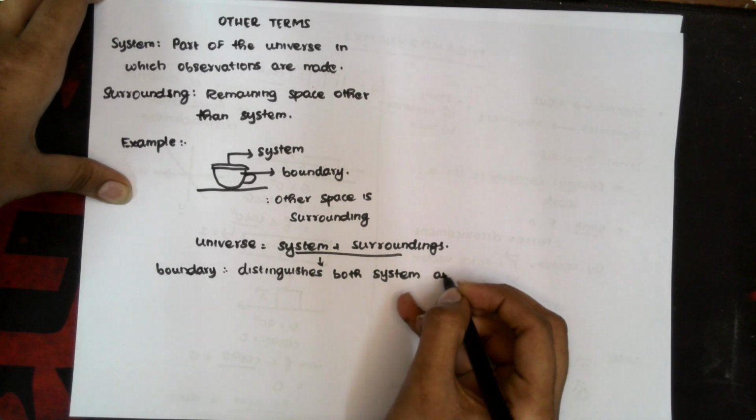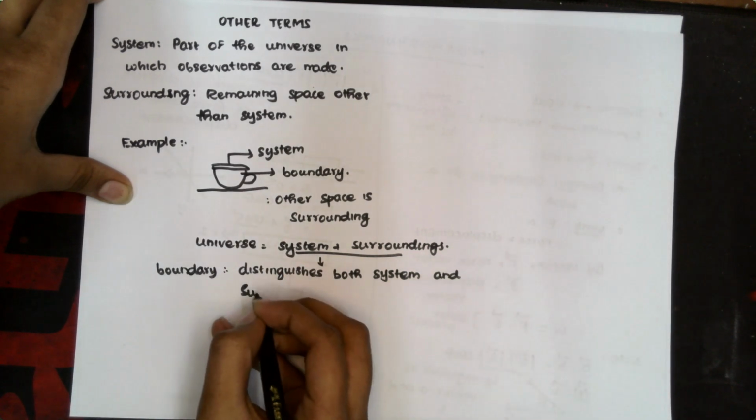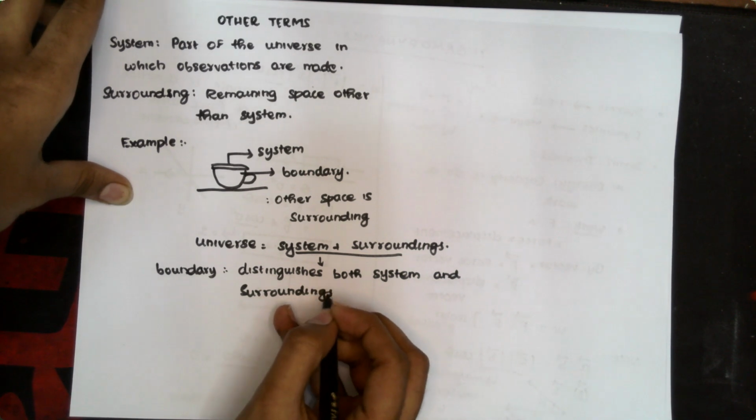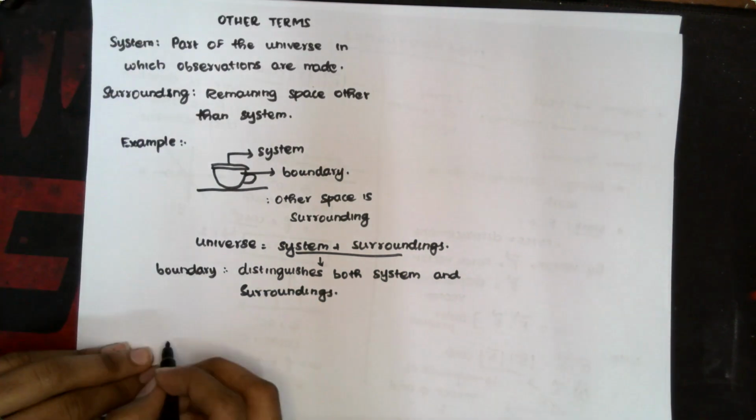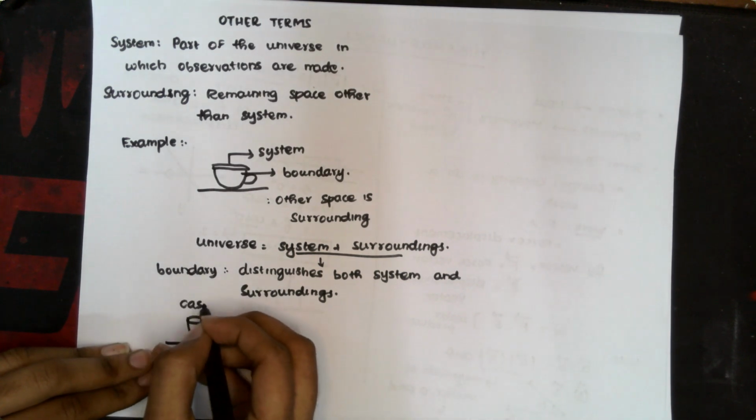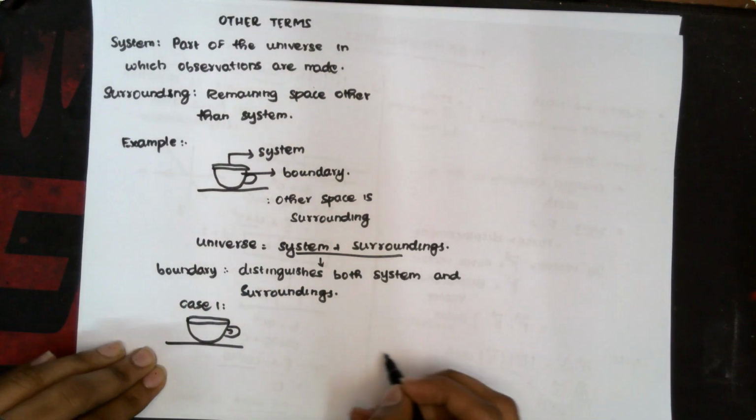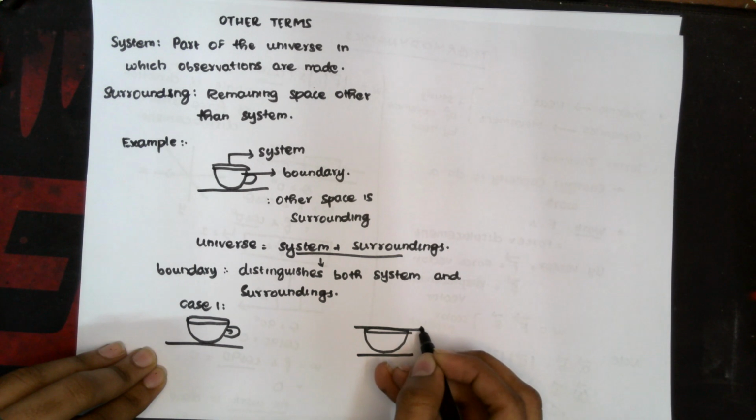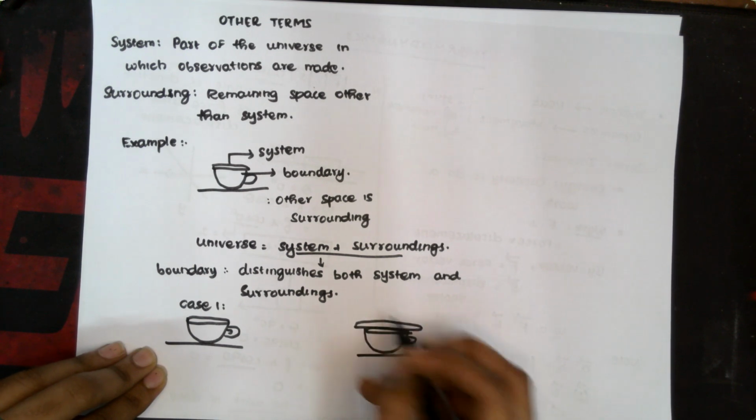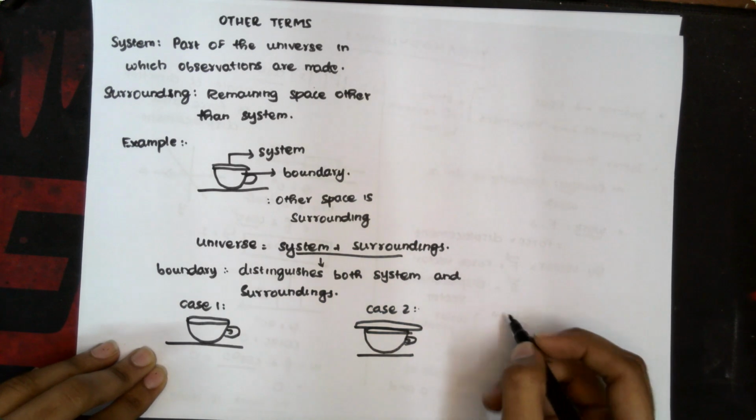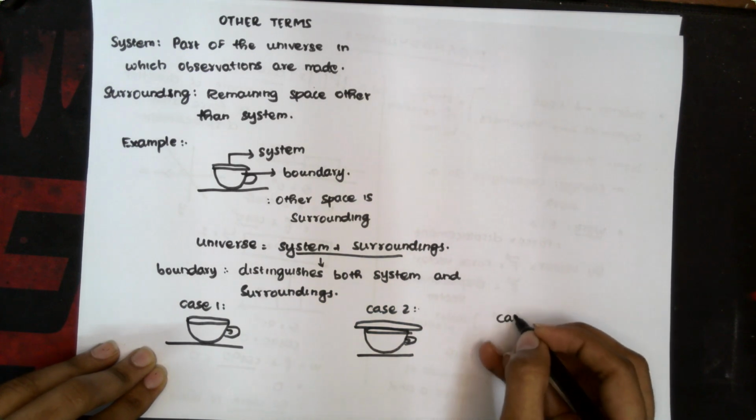Now, let us consider the same tea. This can be kept open in a cup. And in the second case, I have kept it closed with a lid. I have put a lid on the tea cup. Now it is closed. That is case B. And case C, the tea is kept in the vacuum flask. So these are the three cases.